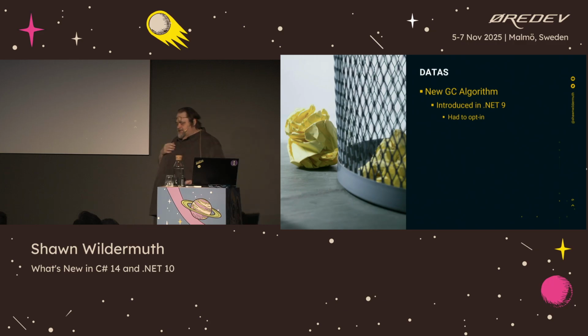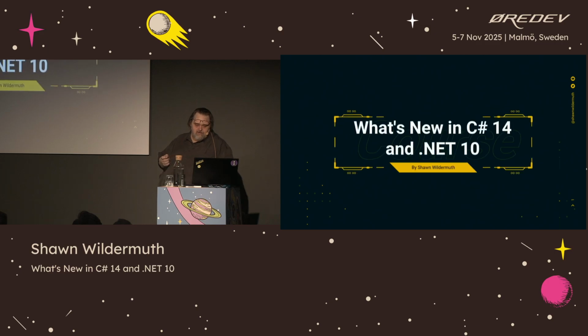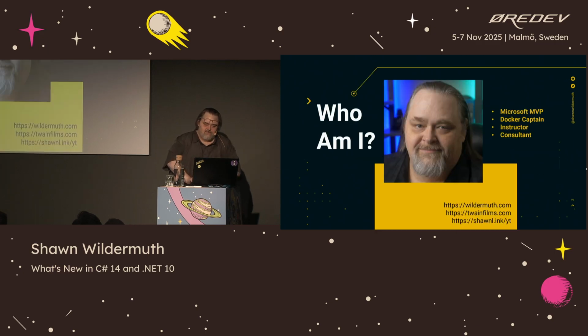So Datus is a new GC algorithm that was introduced actually in .NET 9, but it wasn't enabled by default. In .NET 10, it's enabled by default. So you could opt into this. And the benefits here, whoa, that is not the benefit.